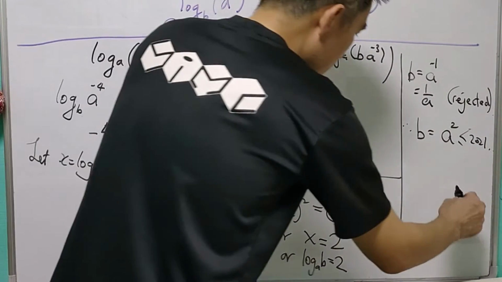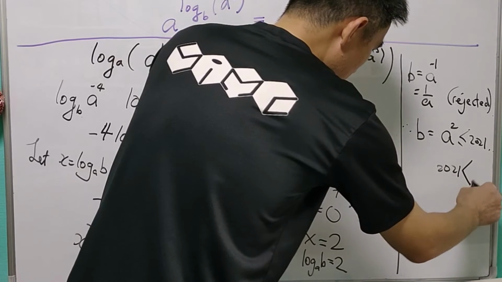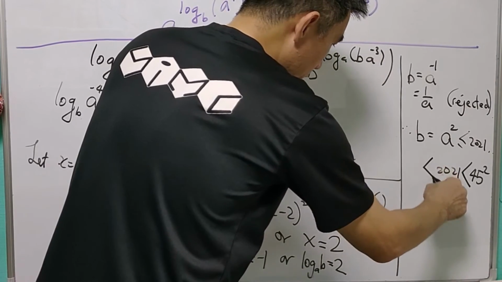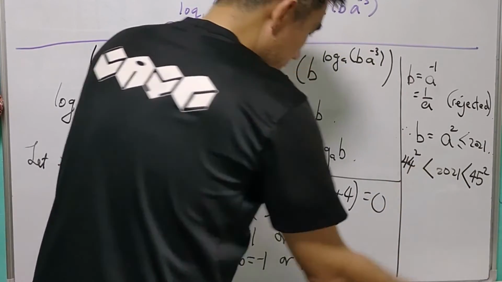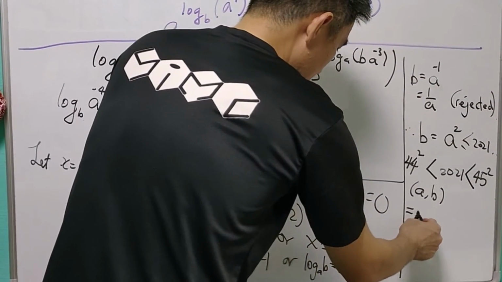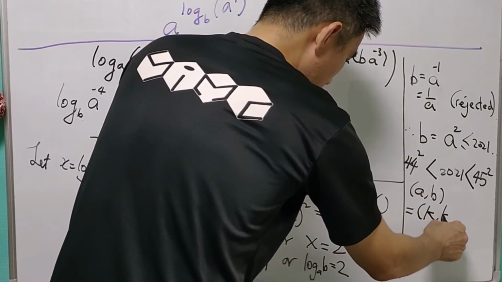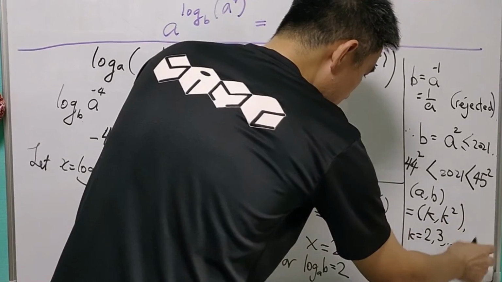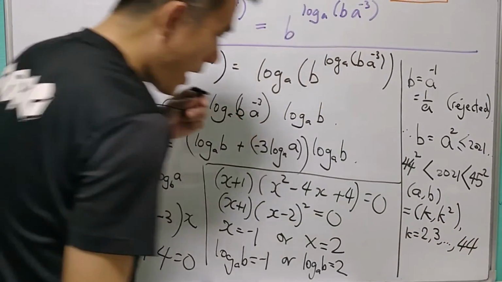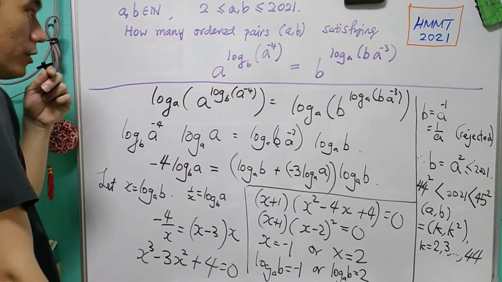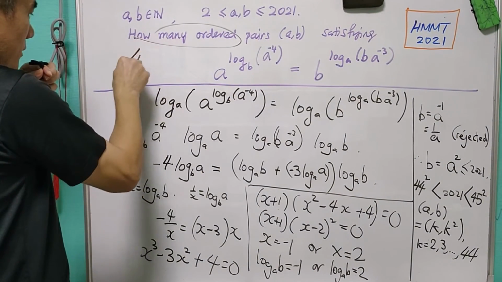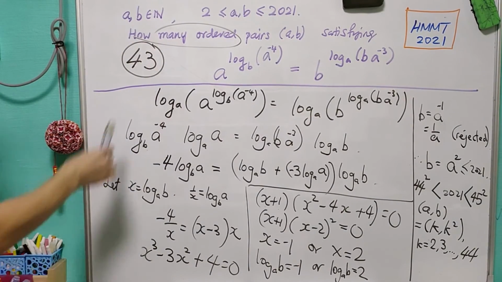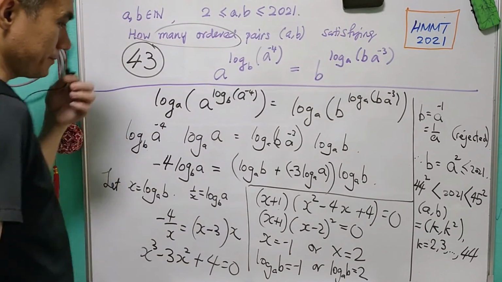Now we know that 2021 is in between 45 squared, that is 2025, and is greater than 44 squared. It means that a, b must be of the form k squared, where k runs from 2, 3, all the way to 44. And since k runs from 2 to 44, there are exactly 43 such ordered pairs. So 43 is the answer for this question.